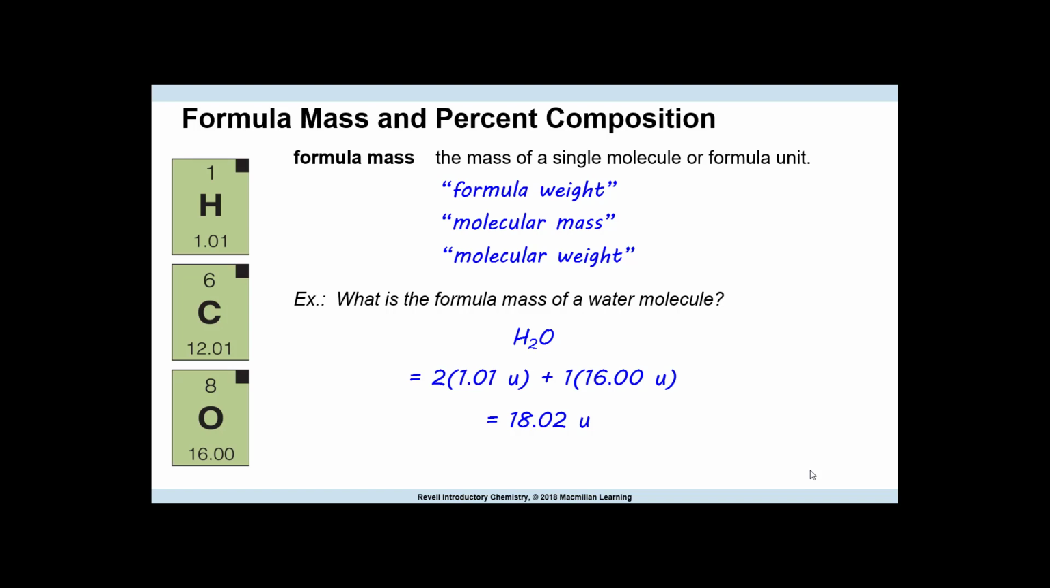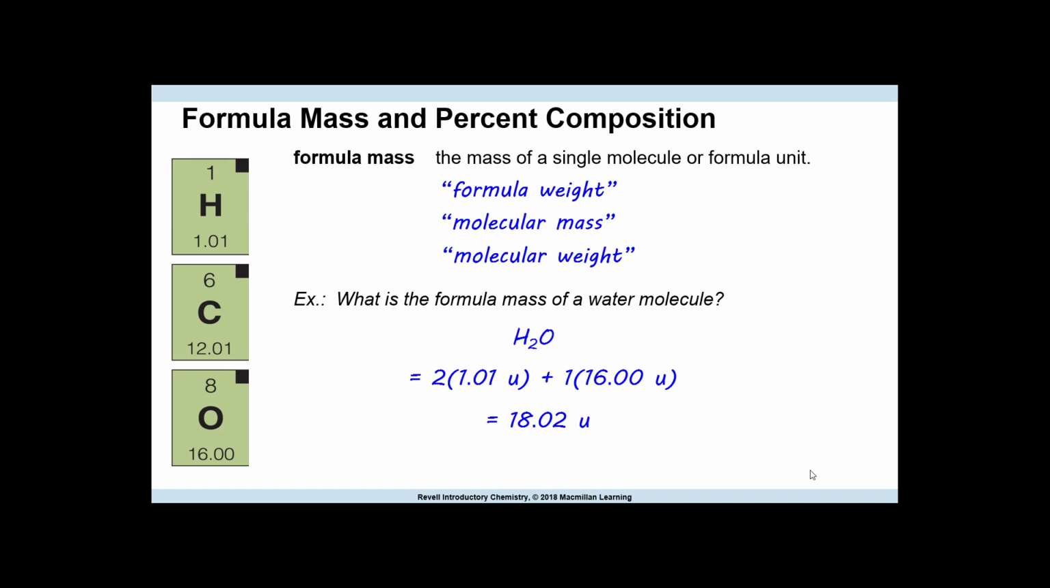If we look back at chapter 3, the periodic table shows the average mass for atoms of each element. When working with compounds, we use these atomic masses to calculate the mass of a single molecule or formula unit. This is called the formula mass. For example, what is the formula mass of water molecules? So we want to know the mass of a water molecule. What does it weigh, in a sense?